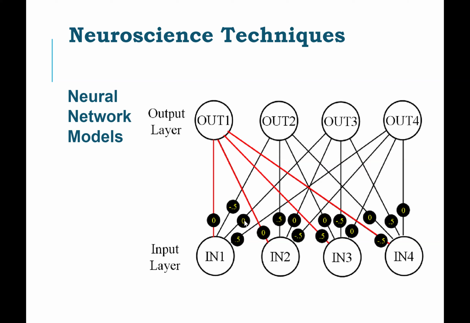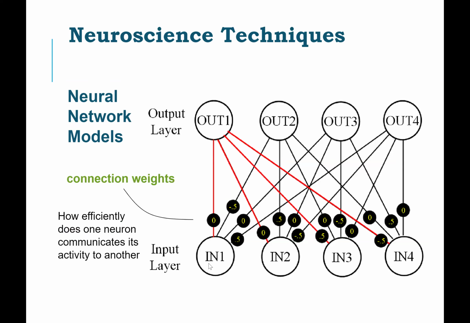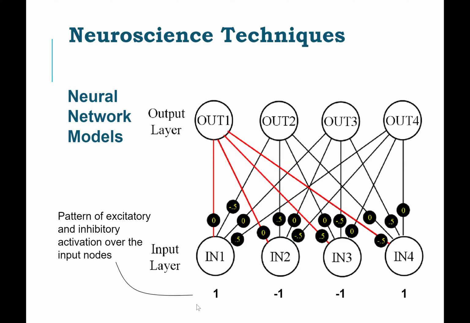The numbers I'm showing are the connection weights. If it's positive, it's an excitatory connection. If it's negative, it's an inhibitory connection. So what I said, there are 3 important things. Let's say you have the state of a presynaptic cell, the connection weights between a presynaptic cell and a postsynaptic cell, and also whether it's excitatory or inhibitory.